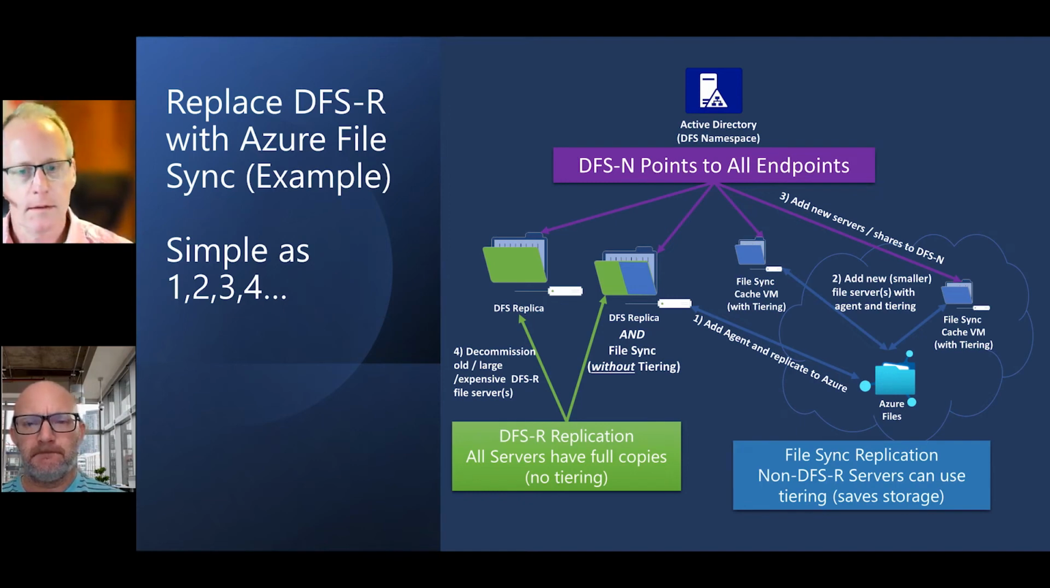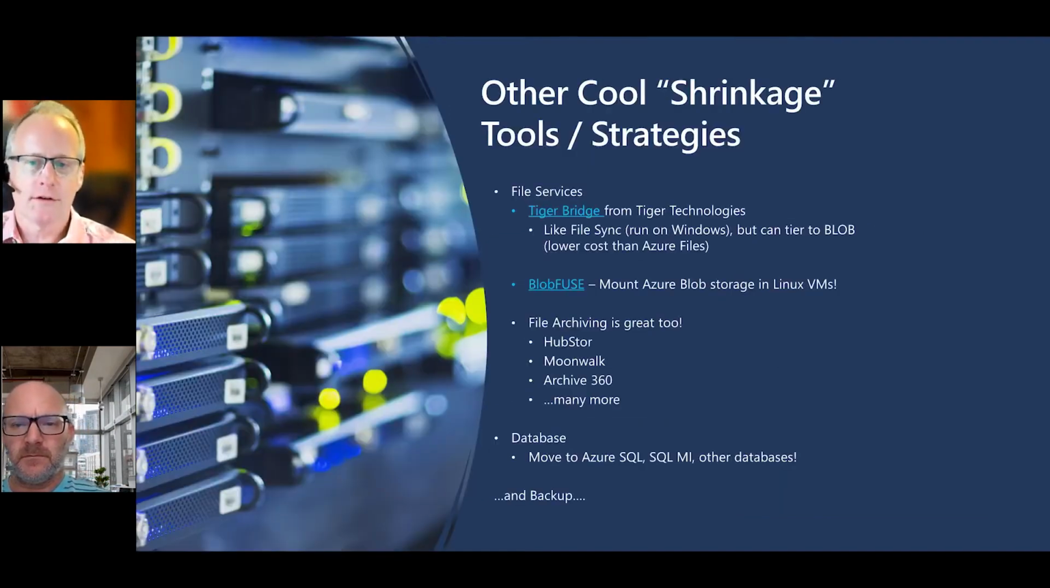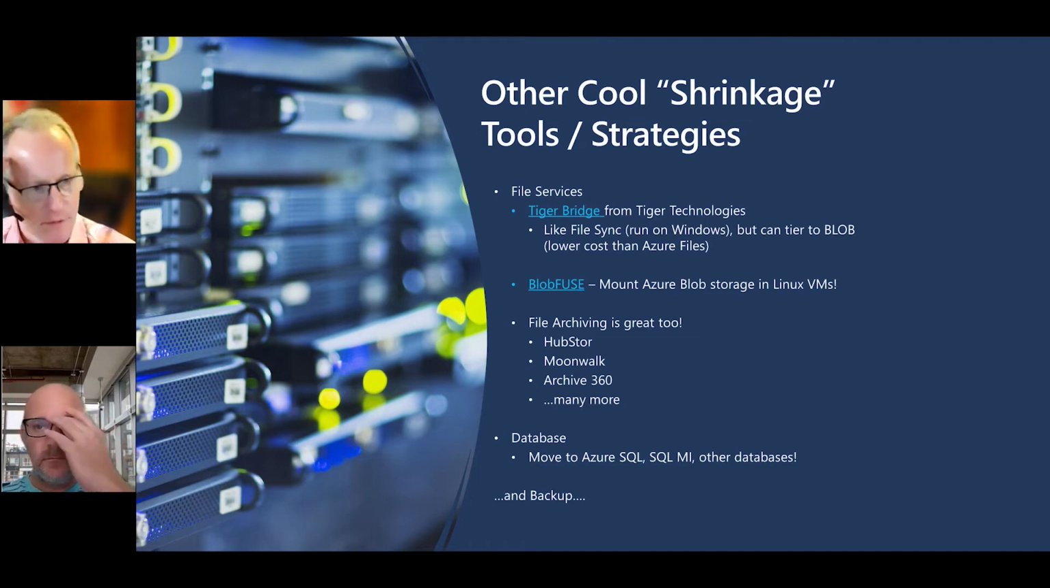Yep. There are some other cool shrinkage tools that we've run across for file services. One I really like is called Tiger Bridge from Tiger Technologies. It's very similar to File Sync, but it'll tier to blob, so it actually ends up being lower cost. For Linux boxes, everything I've talked about with File Sync is Windows only for file servers. But there's a Linux driver that you can go download and install in Linux that allows you to mount Azure Blob storage in Linux VMs as a file system.